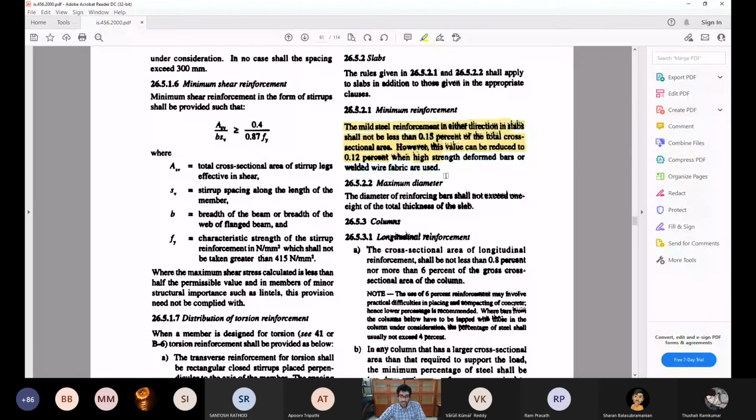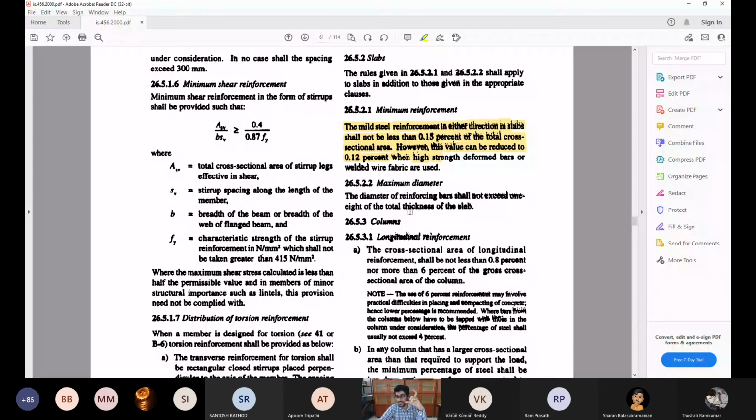For mild steel reinforcement, the minimum reinforcement in a slab should be 0.15% of the total cross-sectional area, meaning B into capital D, not B into small d, B into capital D. If you use Fe 415 or Fe 500, it is 0.12%. Fe 250 means it is 0.15% of the total area. And there's a restriction on the size of the bar that you can use: reinforcing bars of a maximum of 1/8 of the total thickness of the slab.